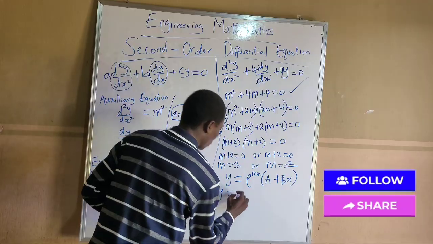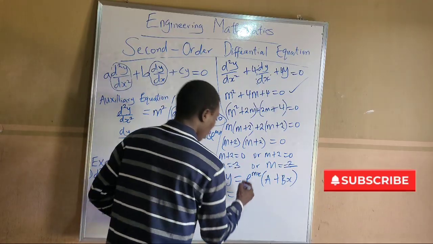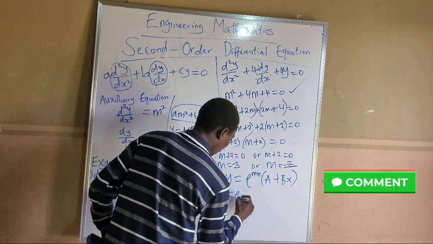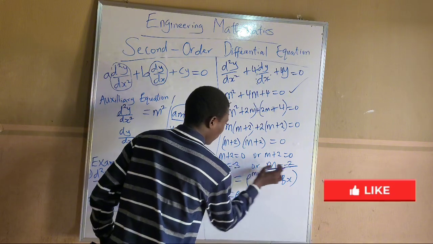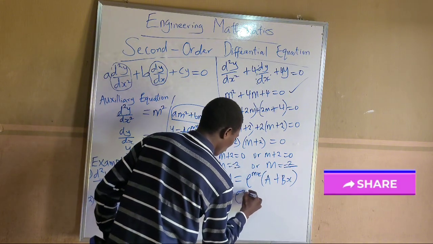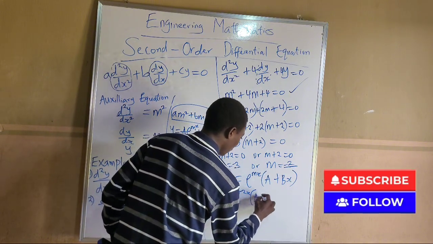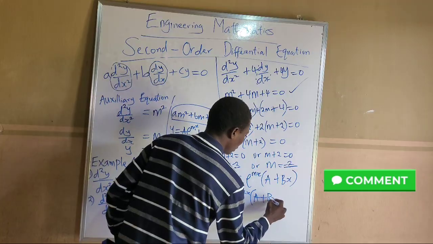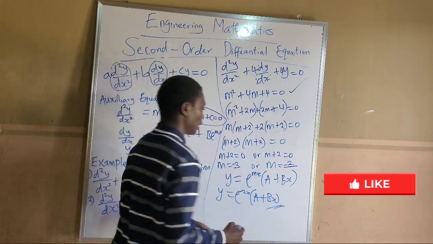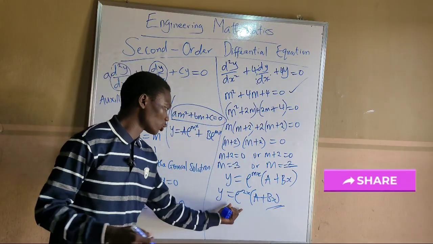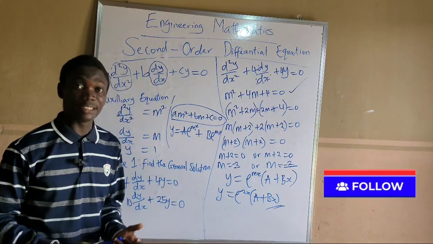Then our y equals to e raised to the power of m. What's our m? It's minus 2. Minus 2x into brackets a plus bx. So this is our general solution. This is our general solution that we are asked to find in this question.